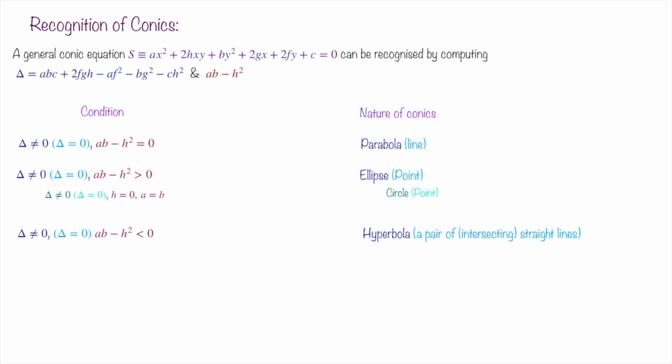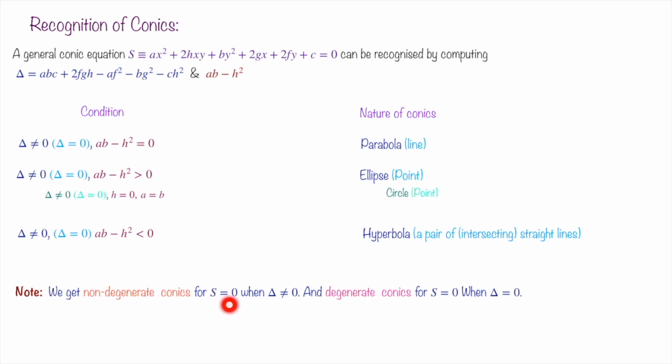Now one thing we can observe here: we get non-degenerate conics for S equal 0 when delta is non-zero. What are non-degenerate conics? Parabola, ellipse, hyperbola. And we get degenerate conics for S equal 0 when delta equal 0. Degenerate conics are line, point, and pair of straight lines.